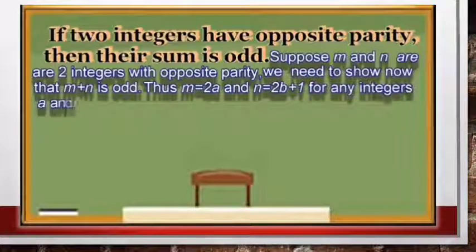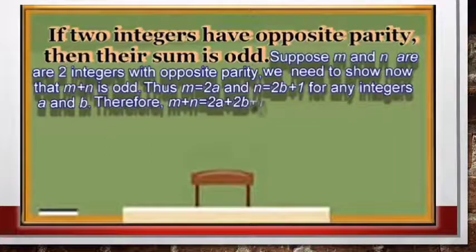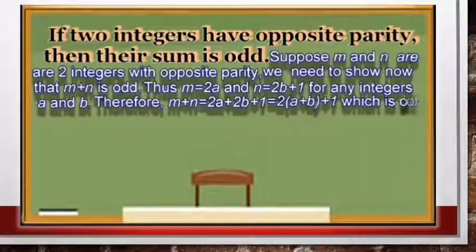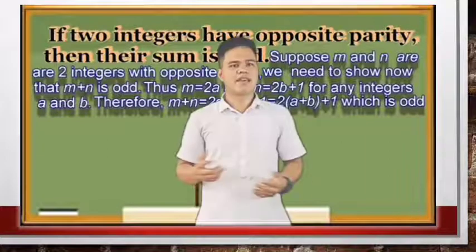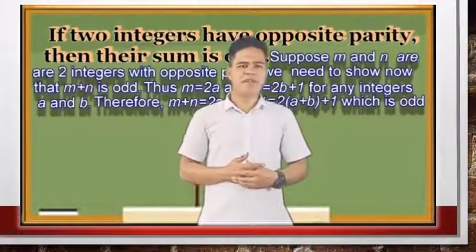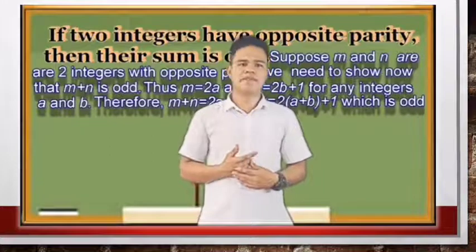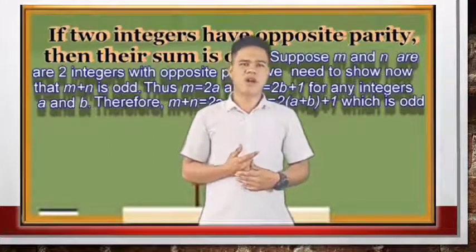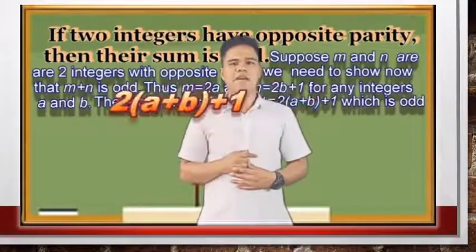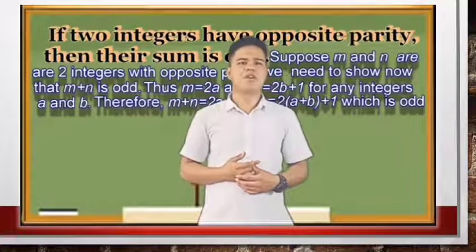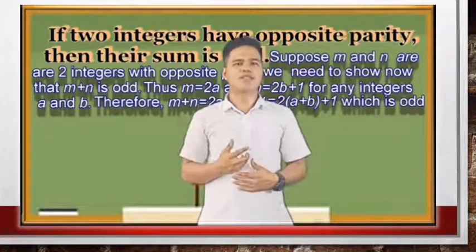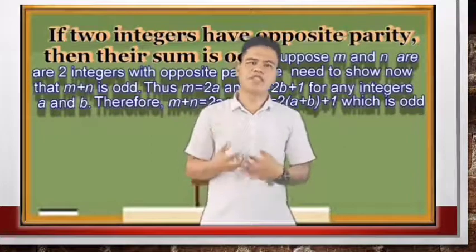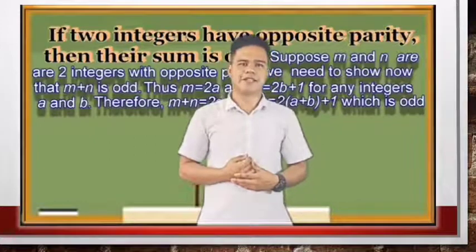For some integers A and B. Therefore, M plus N equals 2A plus 2B plus 1, equal to 2 times (A plus B) plus 1, which is odd. It's because whatever the value of A plus B, either positive or negative integer, when it comes to this formula, then the result is odd. So we can see that the conclusion is proven out of those previous statements, and that is direct reasoning.